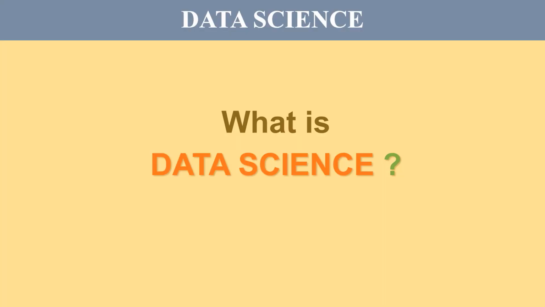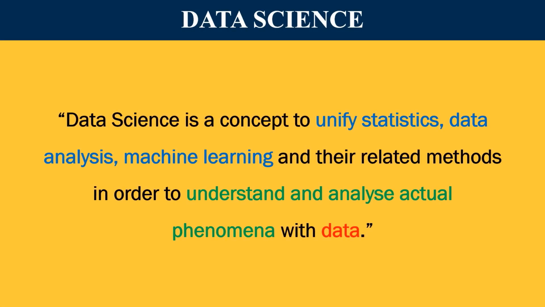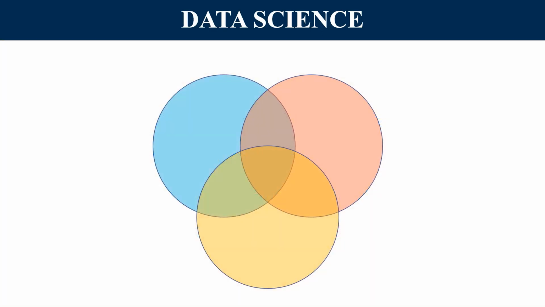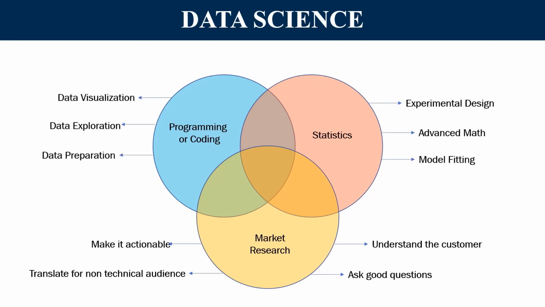A formal definition suggests that in the field of computer science, data science is a concept to unify statistics, data analysis, machine learning, and their related methods in order to understand and analyze actual phenomena with data. This definition seems quite complex, so let us simplify the understanding. There are multiple domains in the field of computer science, which are coding, market research, and statistics. Every domain has its own features, and there are some areas where these domains overlap.